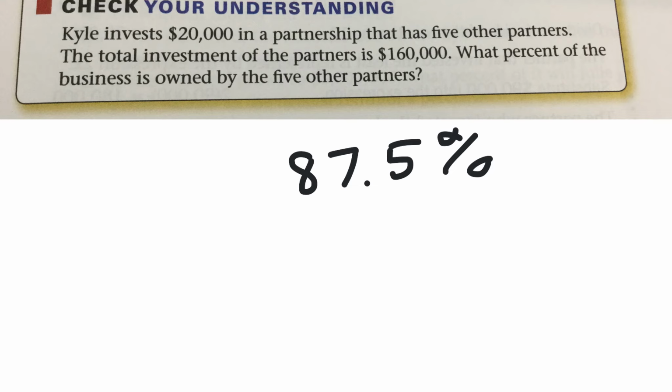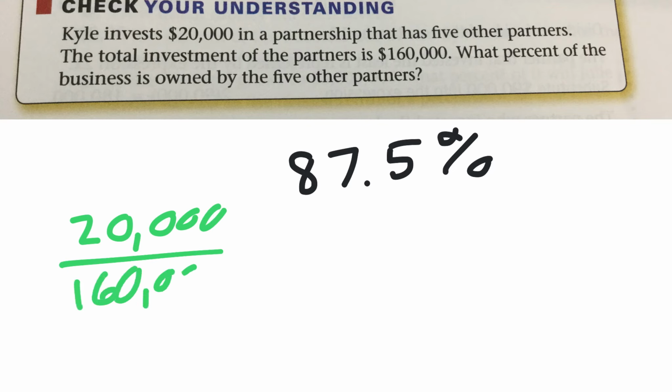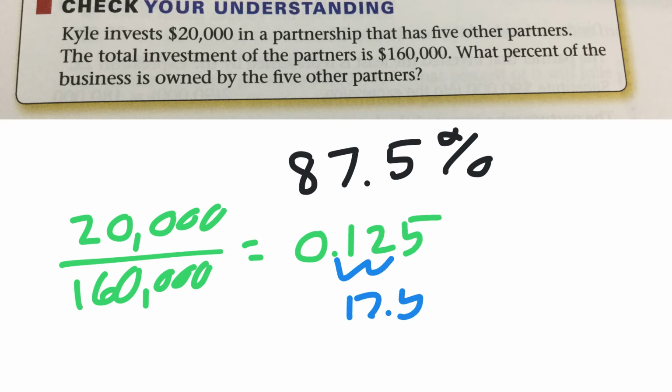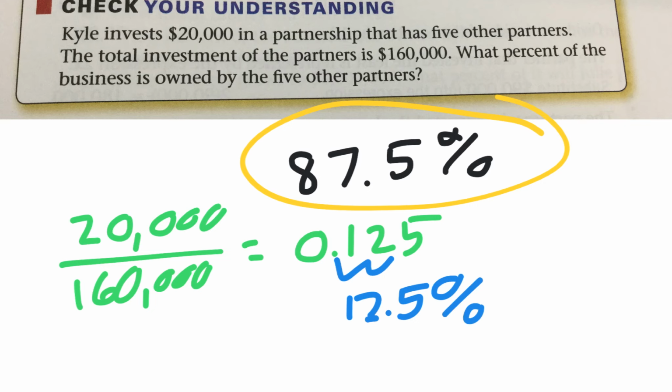Well, at first I did the 20,000 divided by 160,000. Okay. To get 0.125, and I turned that to a percent. 0.125 turned into a percentage, which was 12.5%. And then I just took that out of 100. Okay. So you found that Kyle owned 12.5% and then subtracted that from the 100% owned by everyone to find there were 87.5% left. That is one correct path.